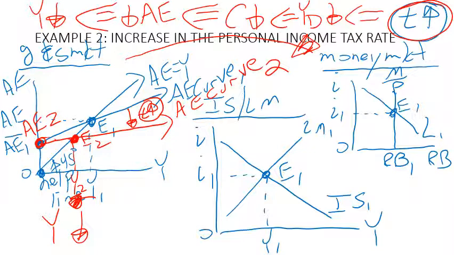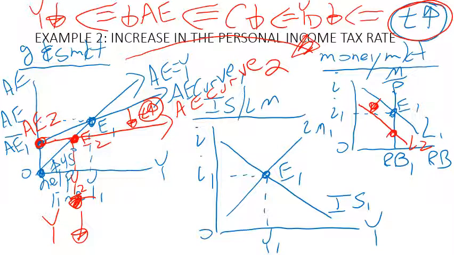So given higher taxes, will there be a greater or smaller demand for money? Here we're dealing with consumers. A lower demand for money, a lower demand for liquidity. So L will decrease from L1 to L2. That's a leftward shift of the money demand curve.